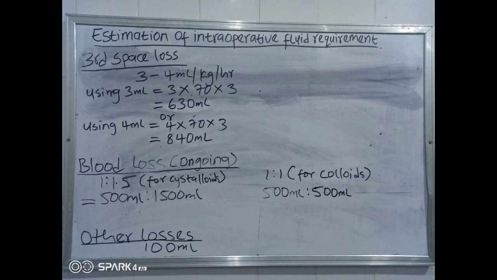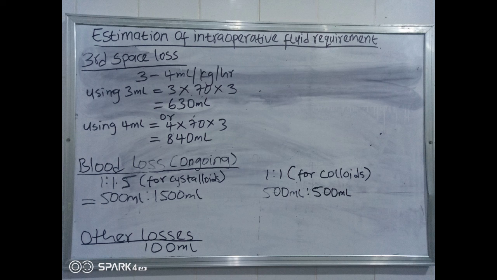Third space loss. Third space loss is calculated using 3 to 4 ml per kg per hour formula. Now we have established that the surgery will last for 3 hours. So using 3 ml, we have 3 multiplied by 70 and then multiplied by the 3 hours, giving us 630 ml. Or if we are to use 4 ml, we have 4 multiplied by 70 and then 3, giving us 840 ml. Blood loss. Blood loss is talking about the ongoing blood loss.